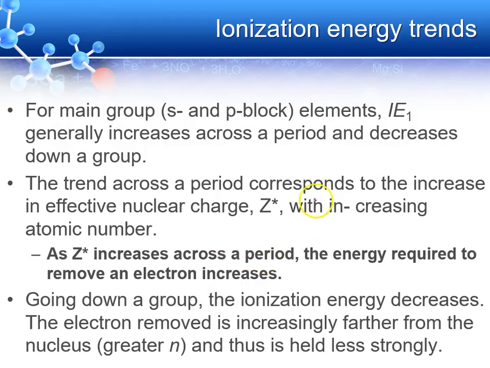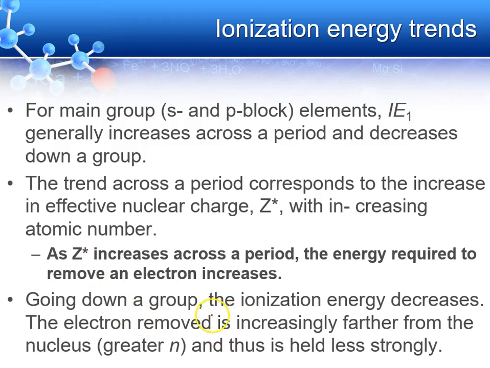So the ionization energy trend, again, if we're looking just at main group right now, so we're not going to discuss the transition elements. For the s and the p block elements, ionization energy generally increases across a period and decreases down a group. We can explain the trend across the period because the effective nuclear charge increases when you increase the atomic number. As the effective nuclear charge increases, that means the energy required to remove an electron increases because that outermost electron is experiencing a greater attractive force from the nucleus.